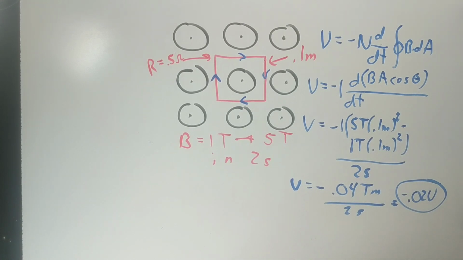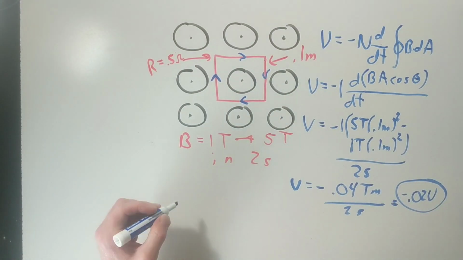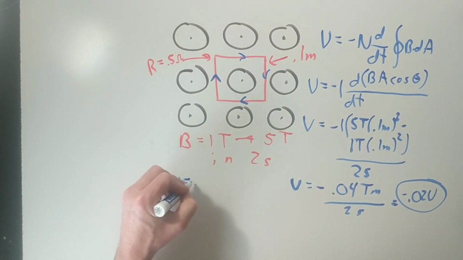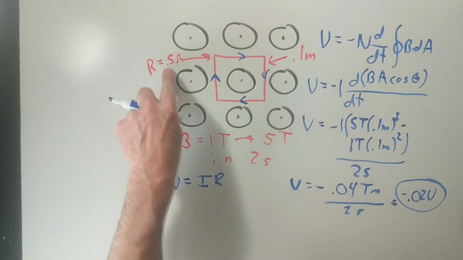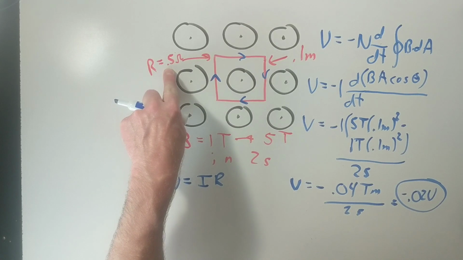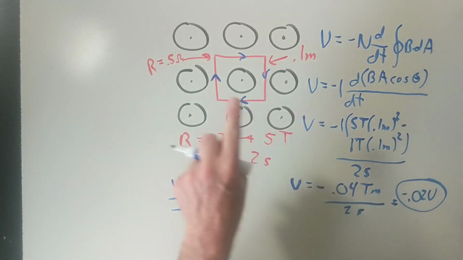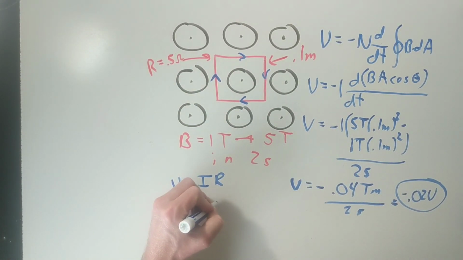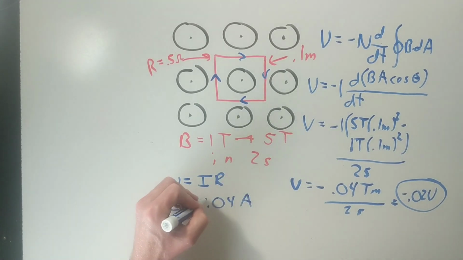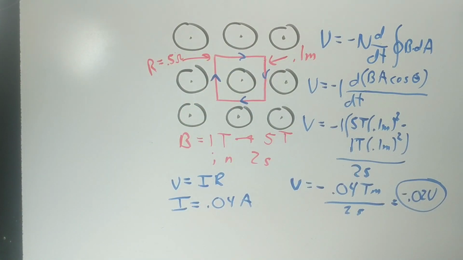Now, because this has a resistance, voltage equals current times resistance. If the voltage is 0.02, we divide by 0.5, and we get a current of 0.04 amps. And I'm not going to worry about the negative because I've already said which way it actually goes.